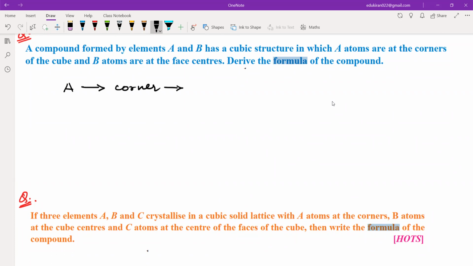Then how many atoms will be there of A? 8 atoms, right? Into what is the contribution of each? 1/8. So this will be equal to 1.